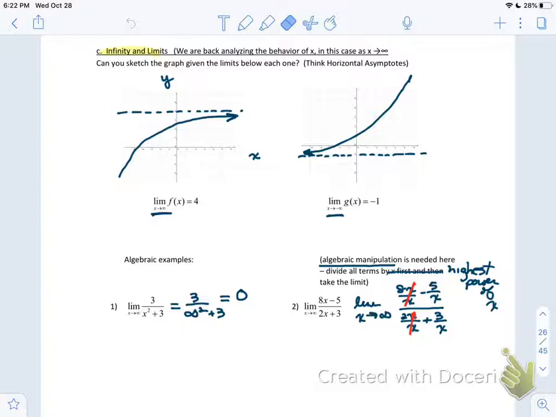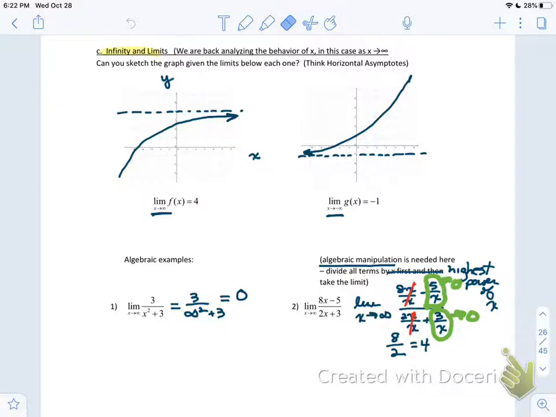Then look at the next term right here. As x goes to infinity, that goes to 0. As x goes to infinity, that goes to 0. What you're left with is 8 over 2, and 8 over 2 is your limit, which you can reduce to 4.